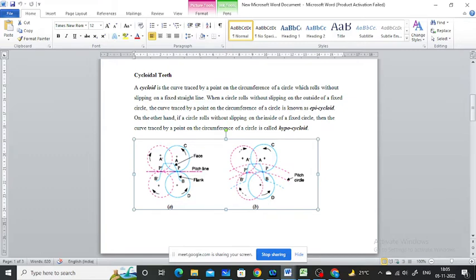In the figure, the fixed pitch line of a rack is shown when the circle C rolls without slipping above the pitch line.